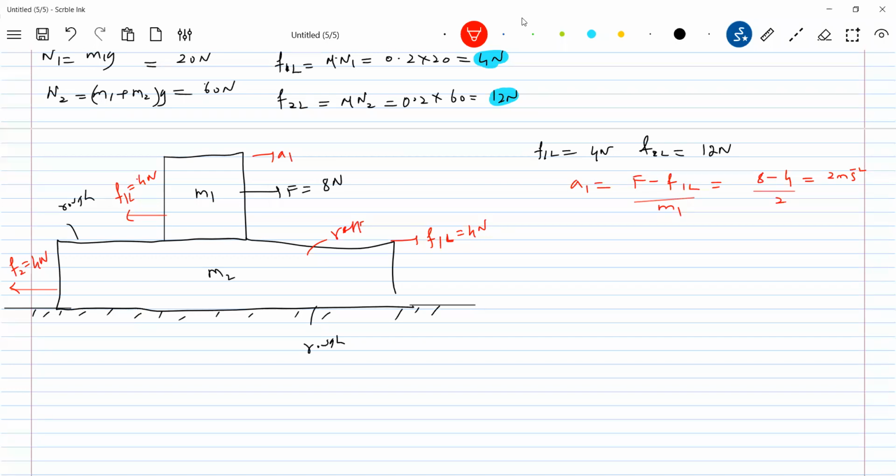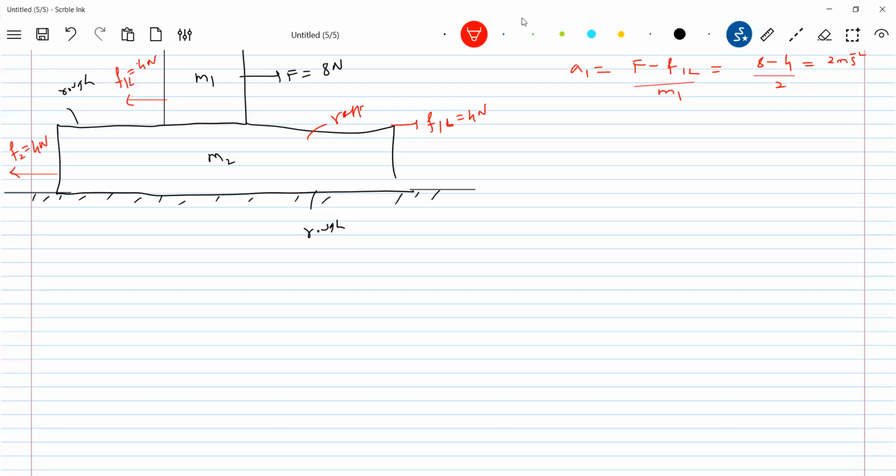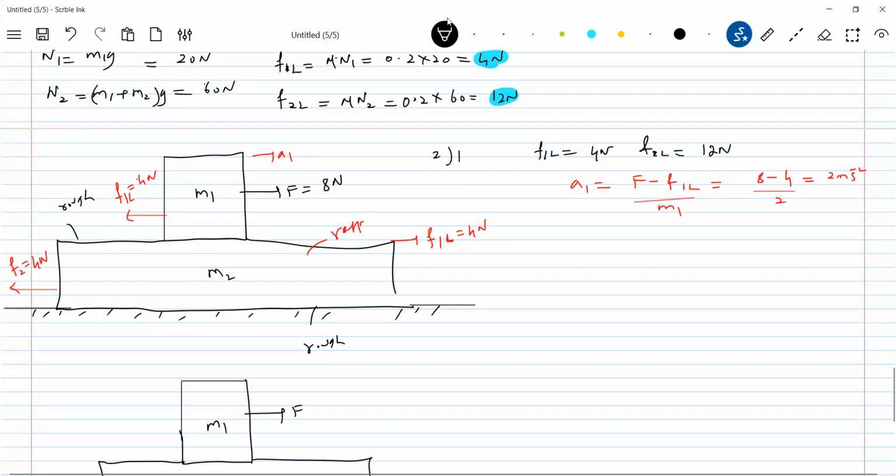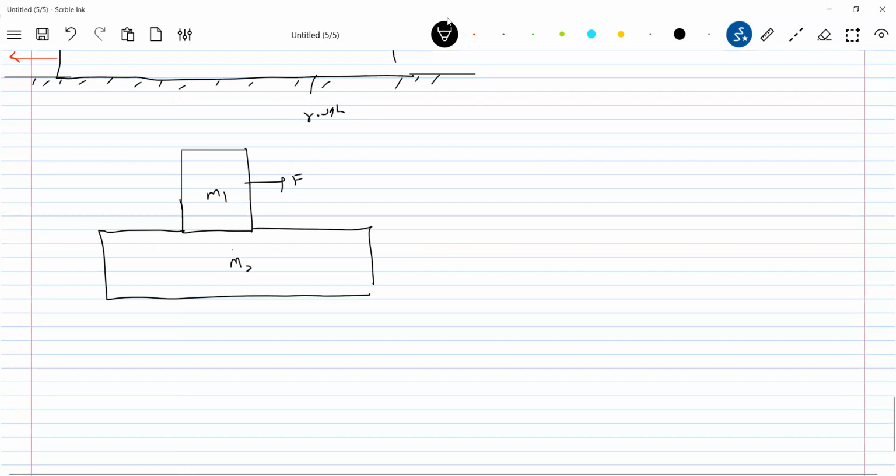Okay, let me make it 16 Newton. In the next case, unless you go for different values of F, you cannot see what is actually going on. This will be the second case: F equal to 8 Newton. So let me bring the third case: F is equal to 16 Newton. All the values are the same, M1, M2, all the values are the same.